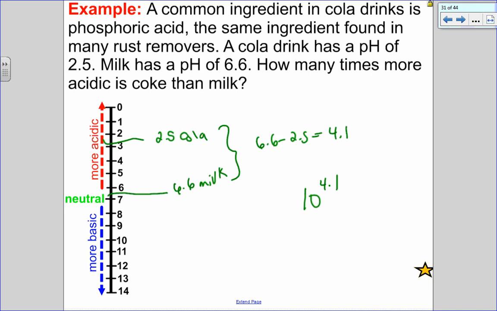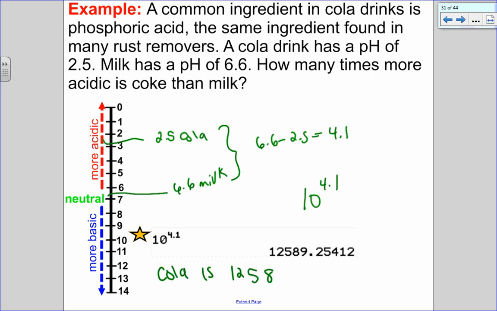So since cola is the smaller number, it will be the more intense or the more acidic answer. So 10 to the exponent of 4.1, I can just plug that into my calculator and I get that number, so I'll round it to the nearest whole number. So now I can know that cola is 12,589 times more acidic than milk.